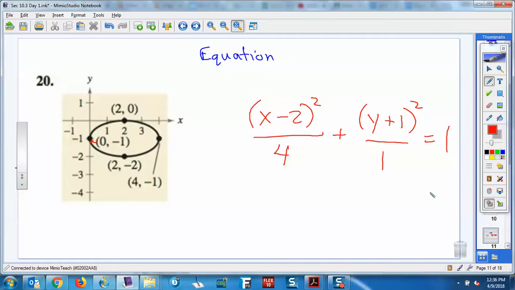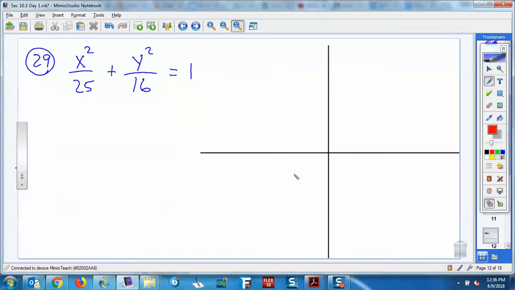Okay, there it is, I think. The center is right here at 2, -1. So that means the 2's got to be in with the x, -1 in here. And A is the long one, it's 2, and it's horizontal, so it's got to go into the x. 2 squared is 4. Okay, not too bad. All right, graph. Just do a quick sketch of that one.